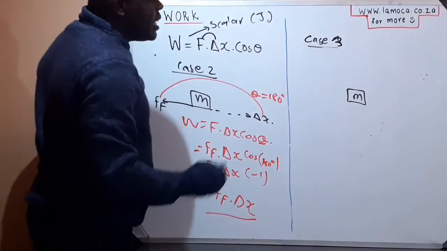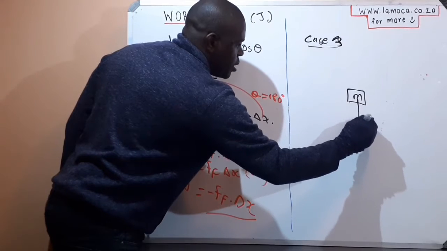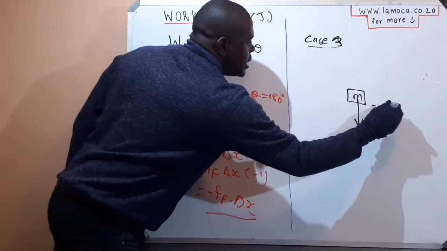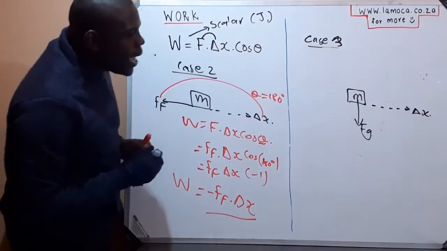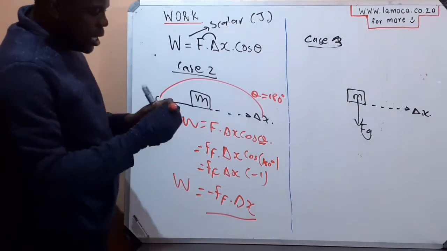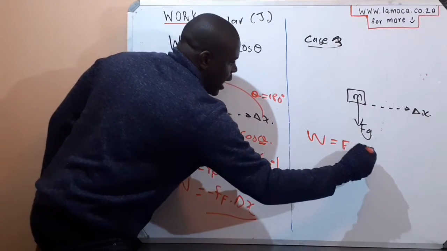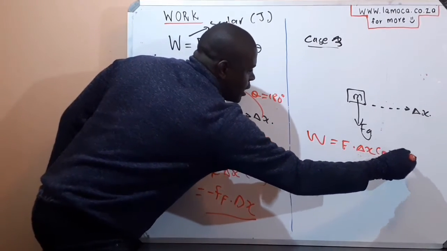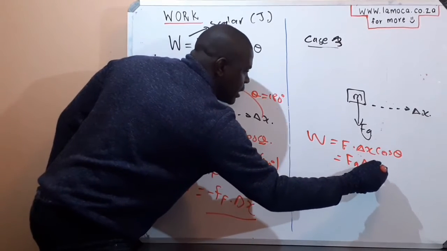But now we are interested in a force that is the gravitational force. The object is still being displaced to the right, like that. So what is the work done by the gravitational force? Again, our definition of work, F delta x cos of theta. Our force of interest is Fg. Our delta x is still delta x.